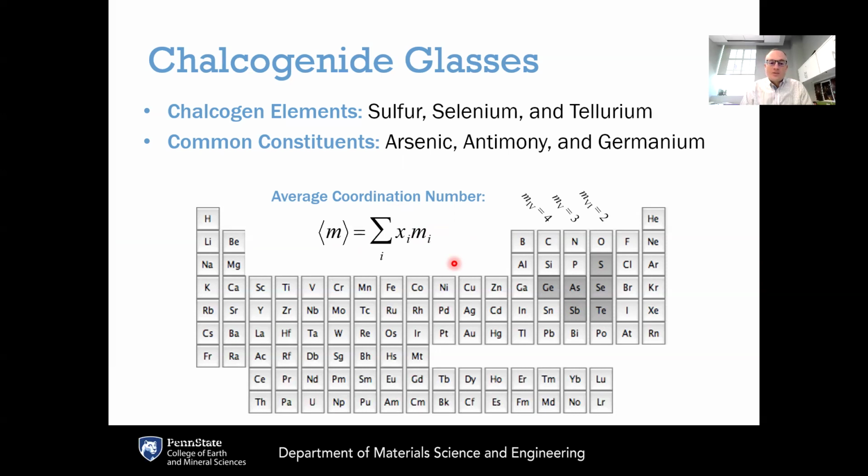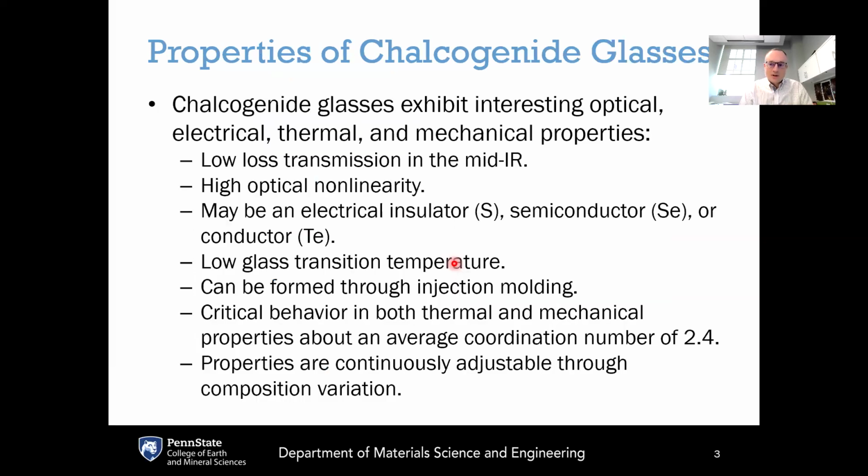And according to Phillips's topological constraint theory, if you have a chalcogenide glass with an average coordination number of 2.4, that would be an ideal glass structure because the number of degrees of freedom in the system are exactly equal to the number of constraints. Now, what are some of the properties of chalcogenide glasses? They have some very interesting optical, electrical, thermal, and mechanical properties.